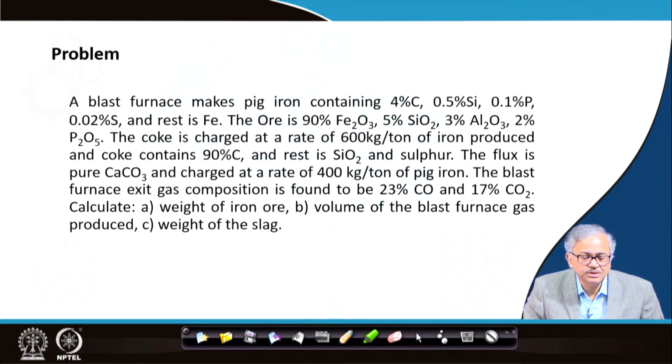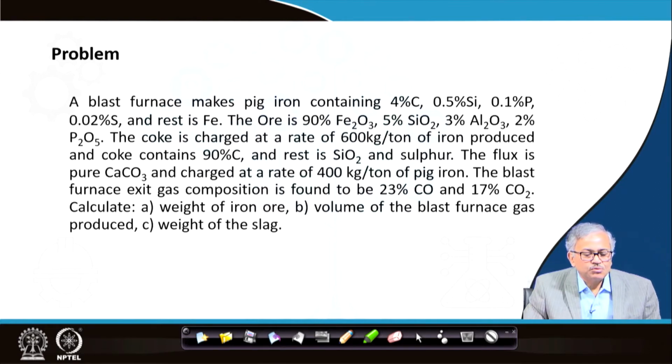The pig iron composition is given: 4% carbon, 0.5% silicon, 0.1% phosphorus, 0.02% sulfur, and the rest is iron. The ore composition is also given, and the ore is 90% Fe2O3, which is quite a good kind of ore. 90% Fe2O3 means your total iron is 63%, because 70% of Fe2O3 is iron and 30% is oxygen. You can see this from the stoichiometry of Fe2O3. So, anyway, it is a good ore, with 90% Fe2O3, 5% SiO2, 3% Al2O3, 2% P2O5.